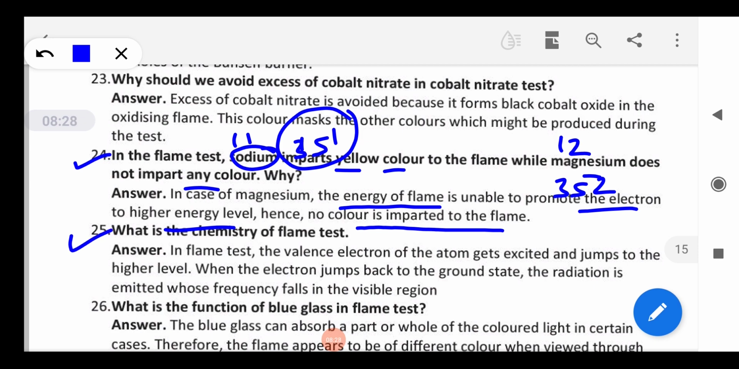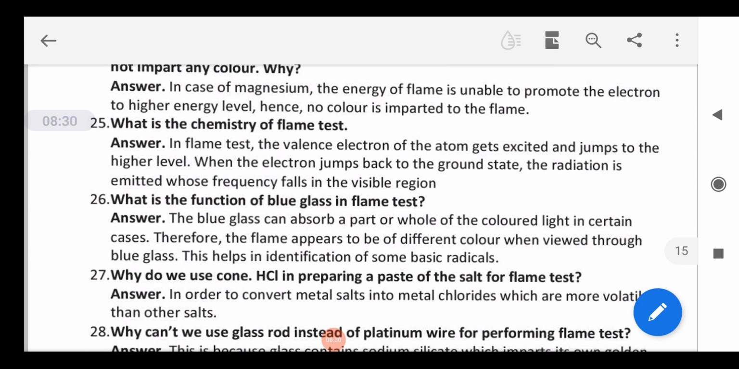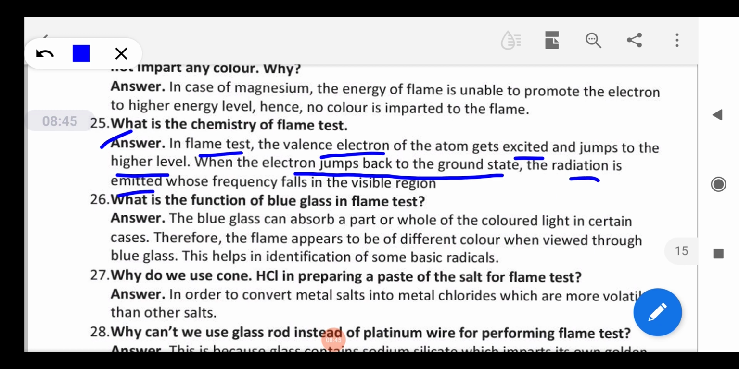Question number 25. What is the chemistry of the flame test? As I have already told, by gaining the energy from the flame, the valence electron of the atom gets excited and jumps to a higher energy level. When the electron jumps back to the ground state, then radiation is emitted whose frequency falls in the visible region.